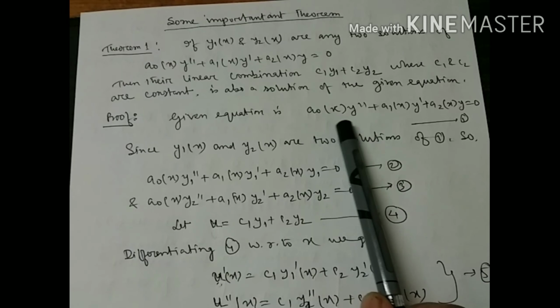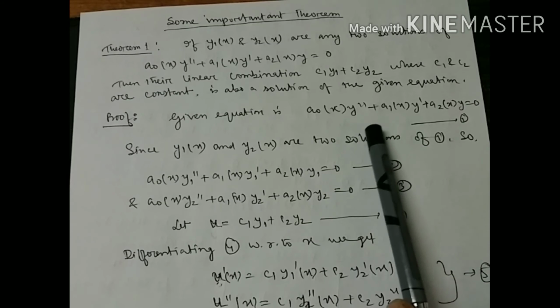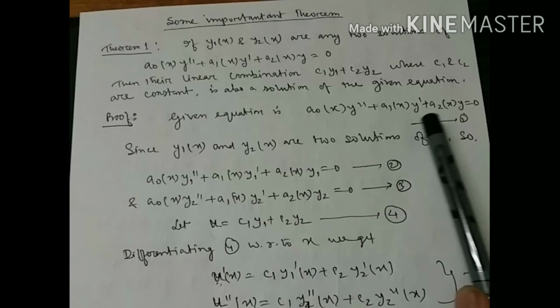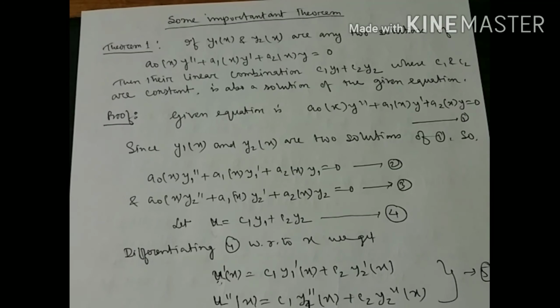That means for the given homogeneous equation a0(x) y'' + a1(x) y' + a2(x) y = 0. Right?